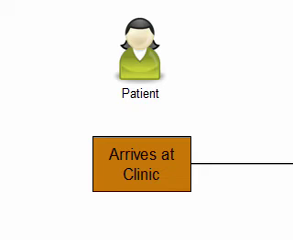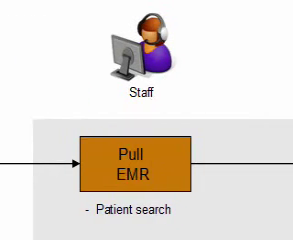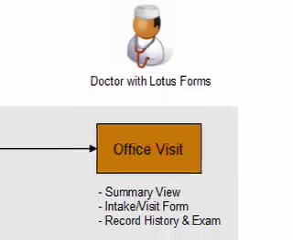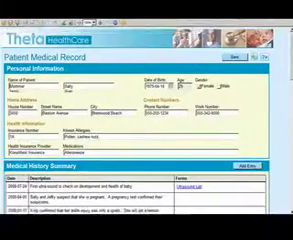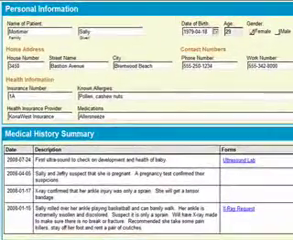Sally arrives at the clinic for her prenatal checkup. The assistant queries the system to pull up the patient's medical record for Dr. Ross and prepares the examination room. During Sally's scheduled checkup, Dr. Ross electronically accesses Sally's patient files. The once paper-based medical records have now been consolidated from multiple sources and presented in a single electronic form using Lotus Forms software.